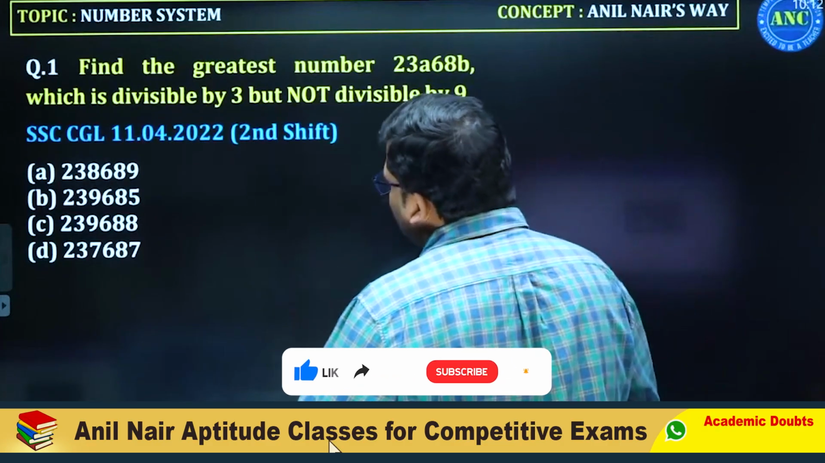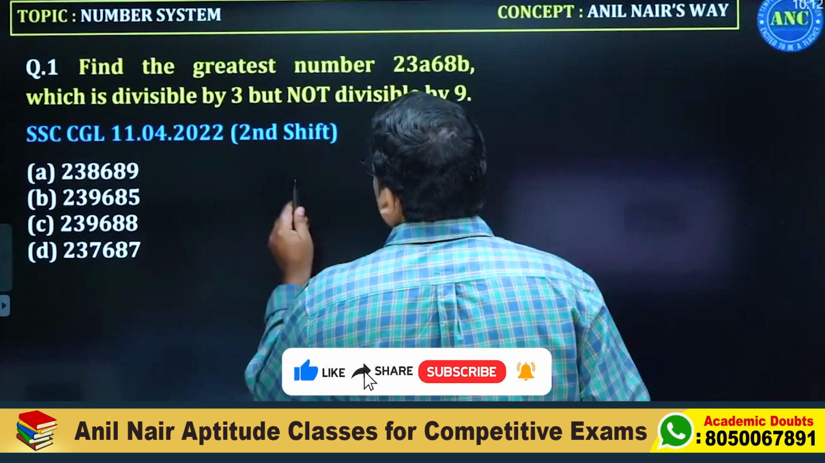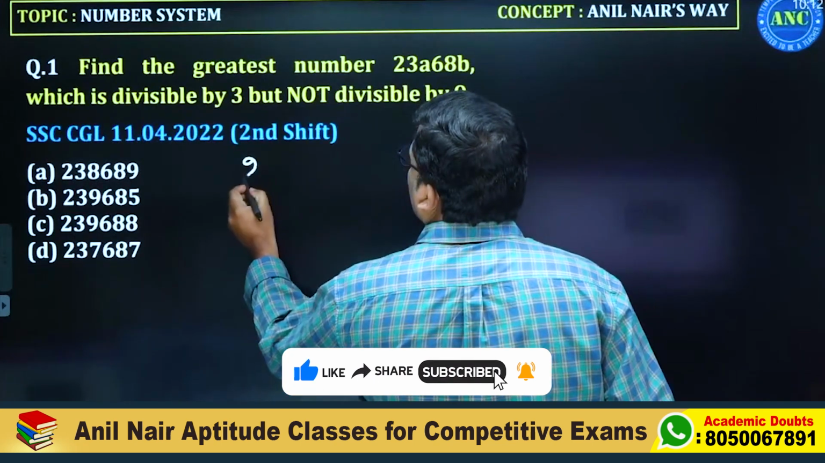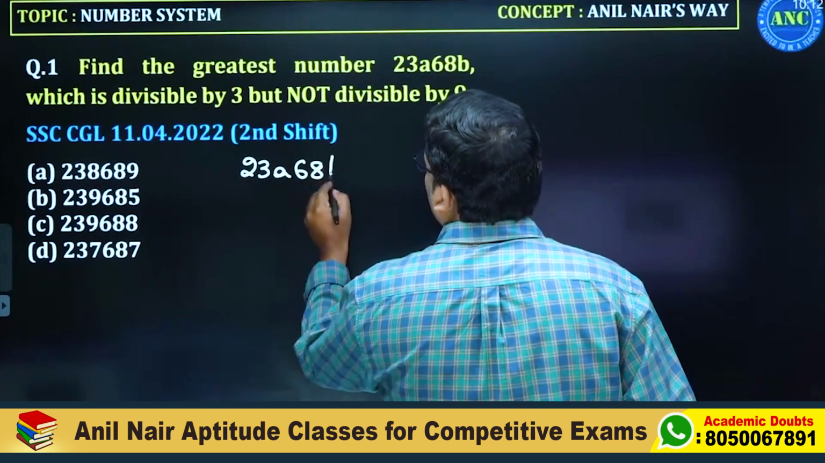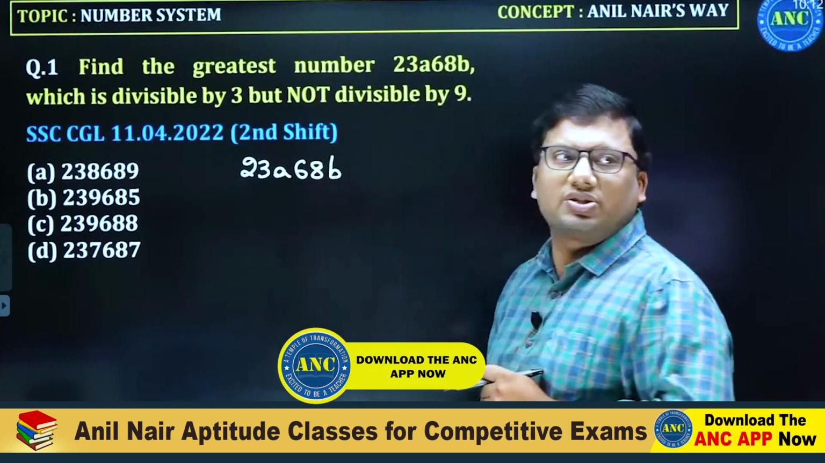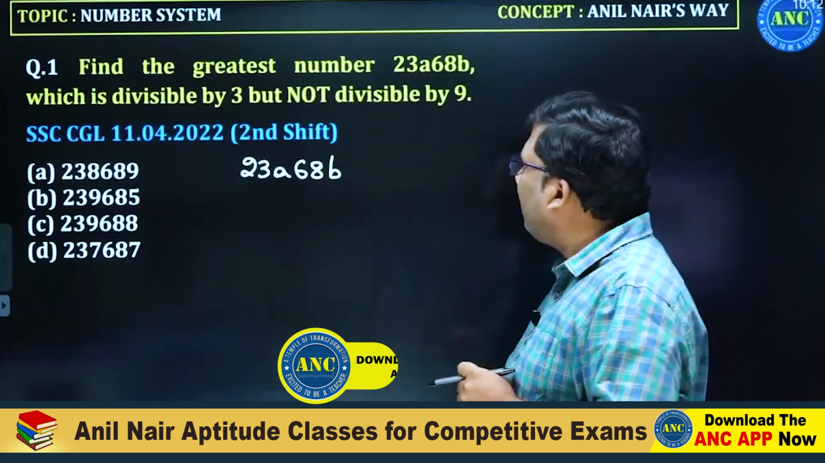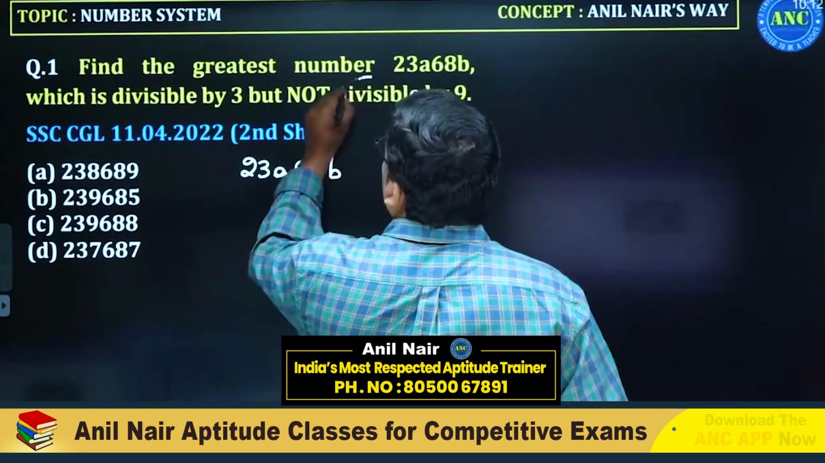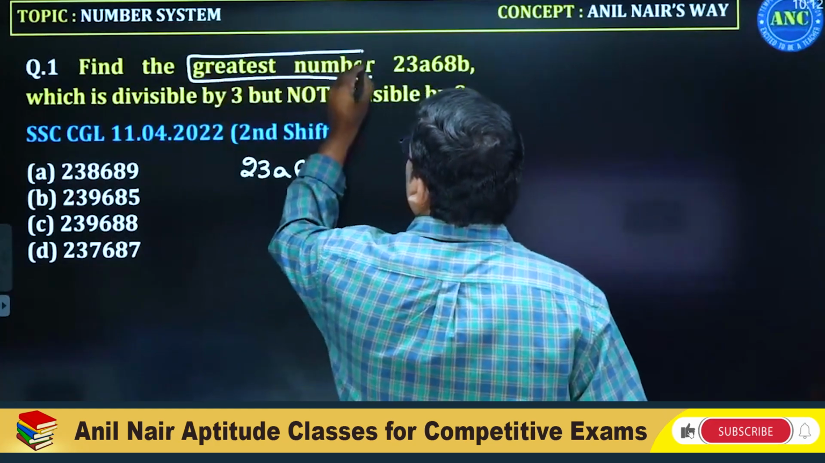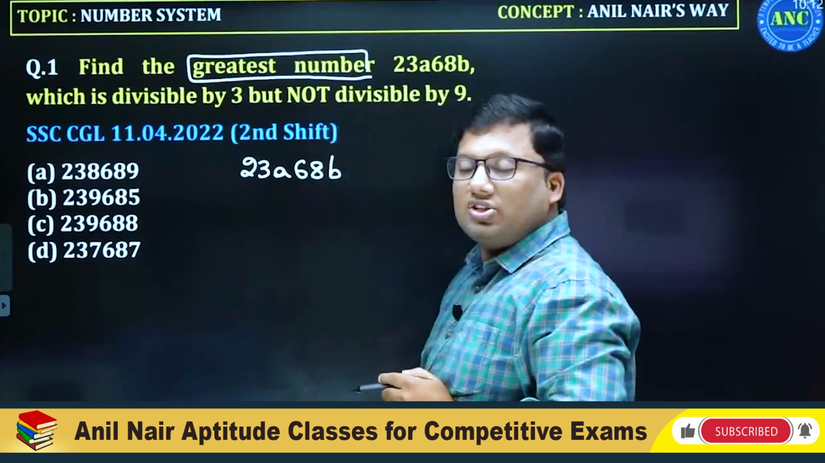Find the greatest number. There is a number that is given to you. The number is 23A68B. This is the number that is given to you. Find the greatest number. Greatest number means we require the largest number.